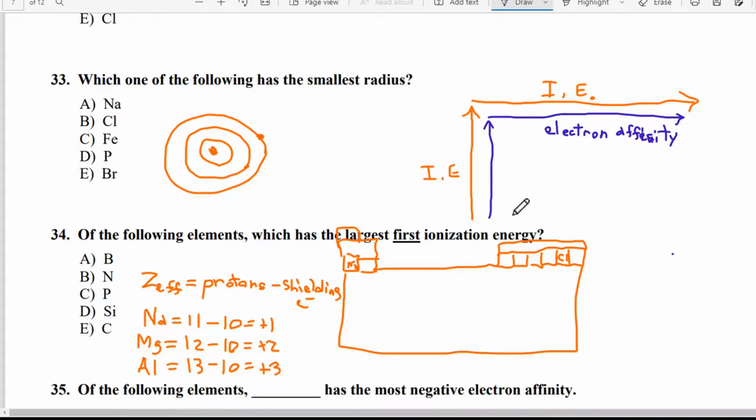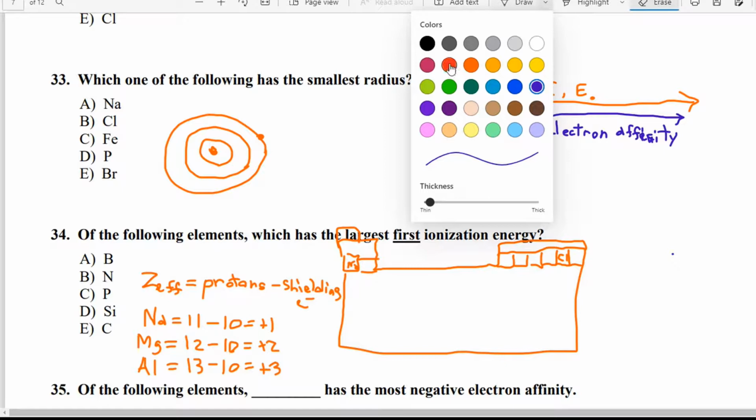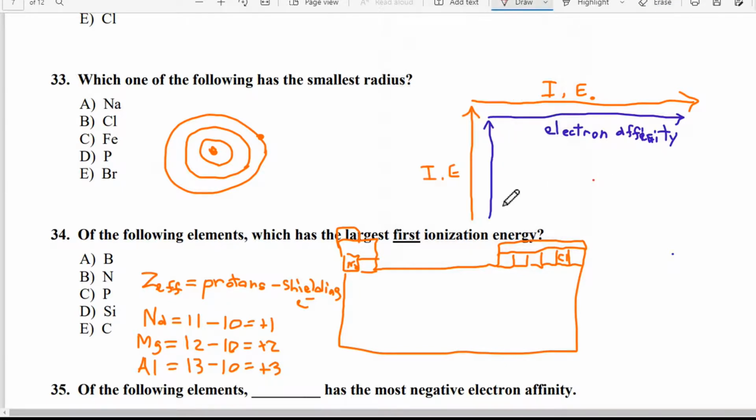And let me do a different color. I'll do red. Electronegativity increases going across because electronegativity and electron affinity are similar, but electronegativity refers to the attraction of electrons when it's part of a bond.